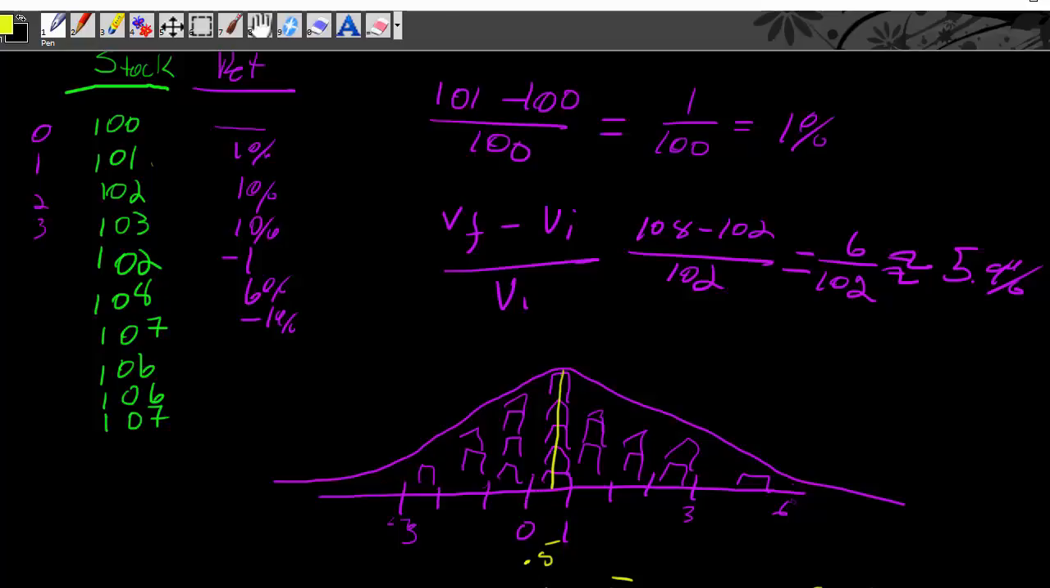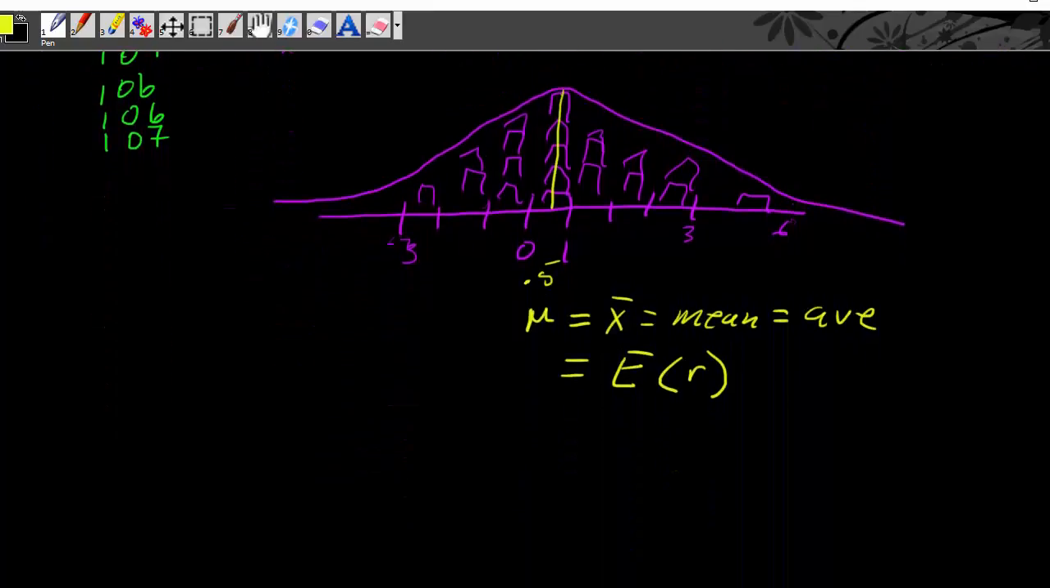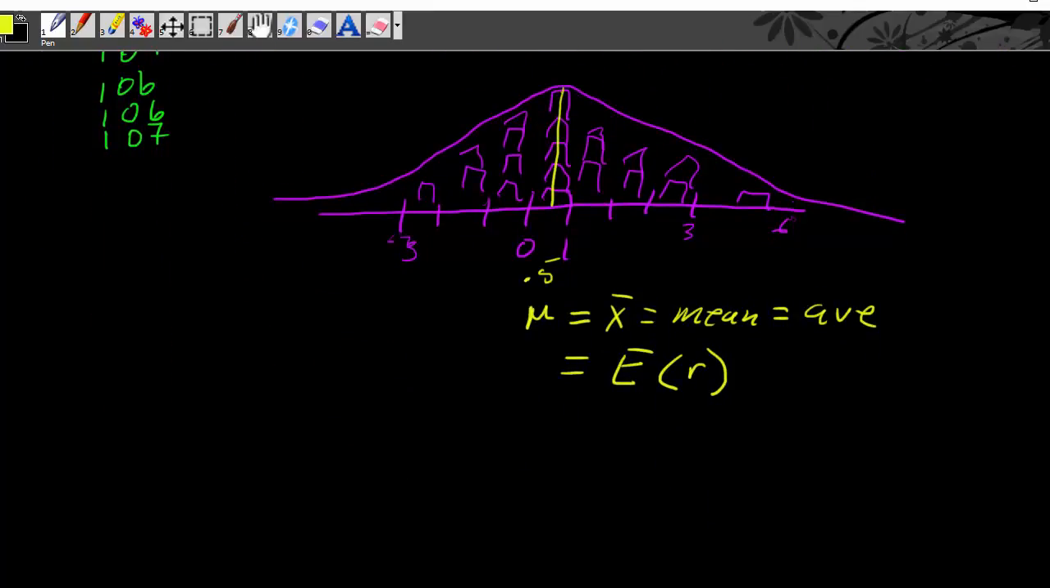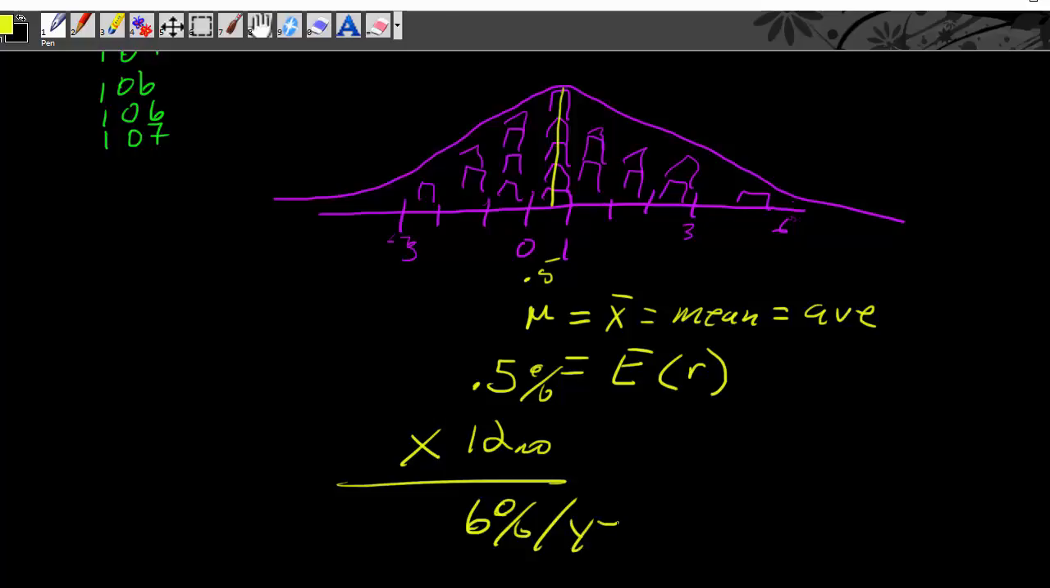Notice that I'm slightly shifted inside of 0, right? It's slightly positive. So over time, if I were to invest in this particular stock, I would expect that my expected return is 0.5%. That means if I invest in this stock per month, I should have 0.5%. So what's my expected return? If this was monthly, I can multiply this by 12 months, and my expected return would be 6% per year.